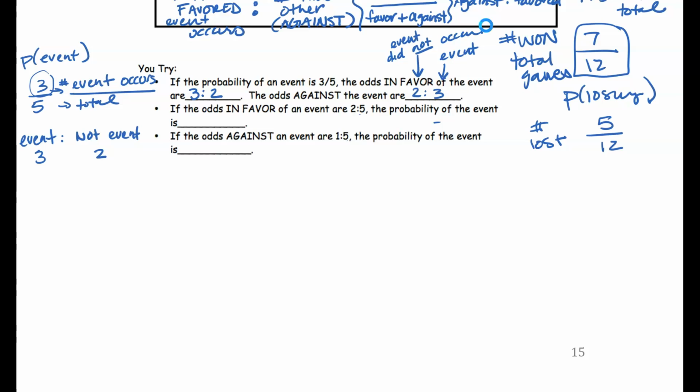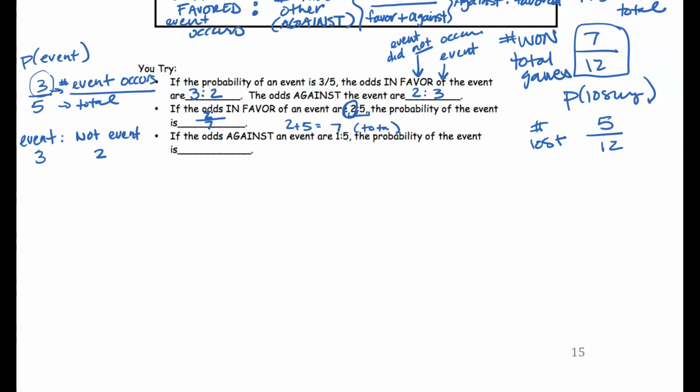Okay. The odds in favor of an event are 2 colon 5, what is the probability of the event? So remember, if you're given odds and you want to know the probability, then we're going to add 2 plus 5 and get 7, and that's going to be our total. So 7 is going to be the denominator. And if the odds in favor of the event are 2, that first number is the number of times the event occurs. So that's going to be your numerator in your probability. So the probability of the event is 2 out of 7.